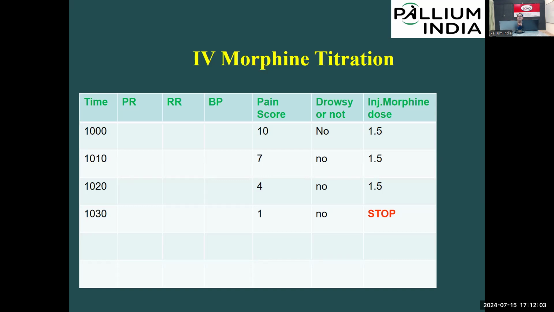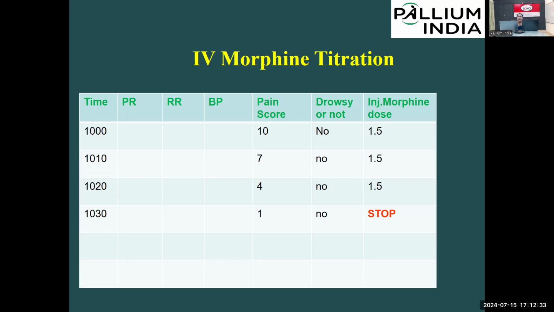Wait for 10 minutes and reassess the pain score and recheck the vitals. The pain score has come down to 7 now. The patient is still not drowsy. Then go for another 1 ml of IV morphine. Again, 1.5 milligram of IV morphine is given. Wait for another 10 minutes, and by 10:20, recheck the vitals and reassess the pain score.